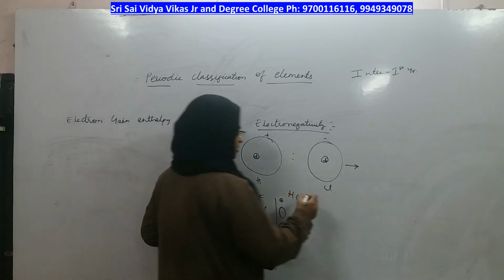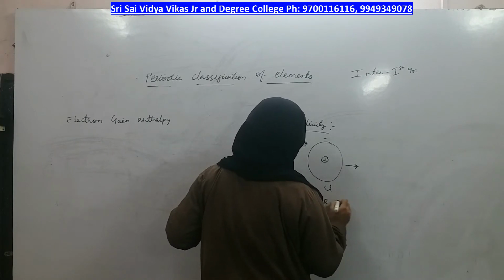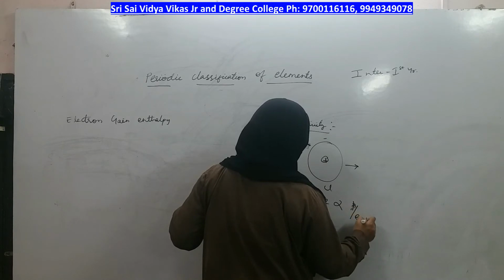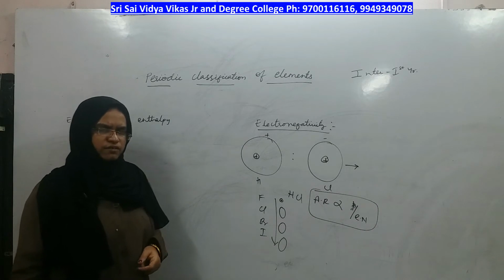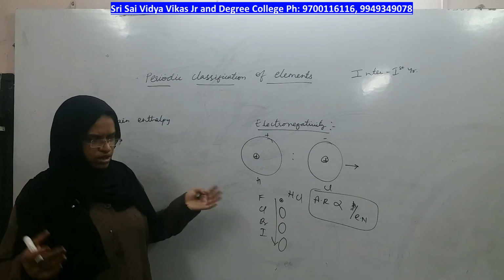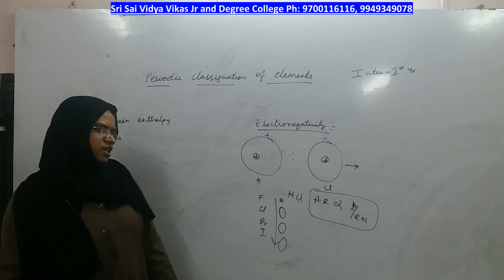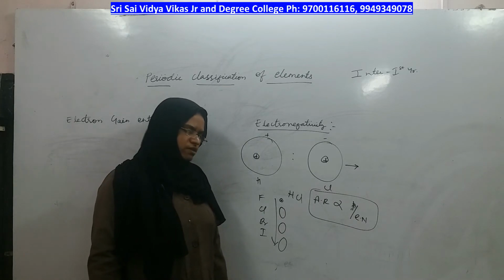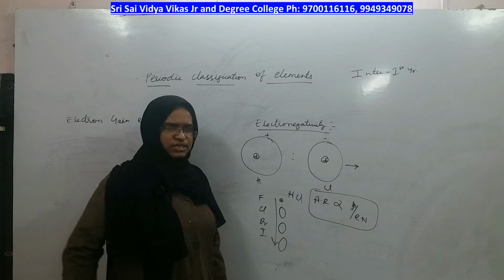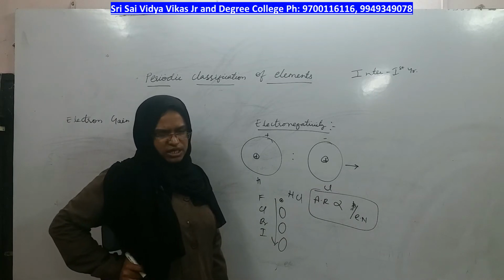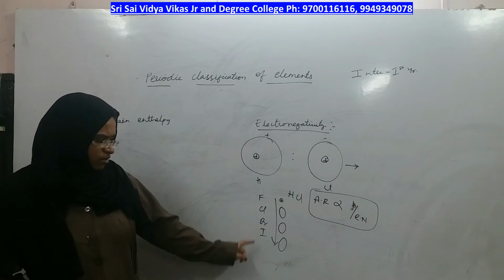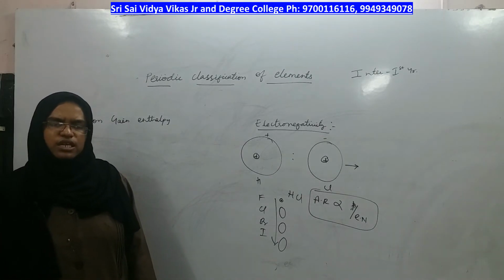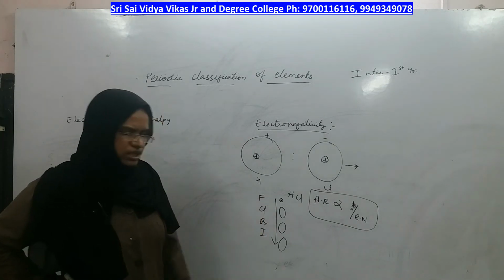So atomic radius is inversely proportional to electronegativity. If atomic radius is more, electronegativity will be less. If atomic radius is less, electronegativity will be more. In this group, fluorine has a small size compared to others, therefore its electronegativity will be higher compared to others. And iodine has a large size and therefore its electronegativity will be lesser compared to other halogens.